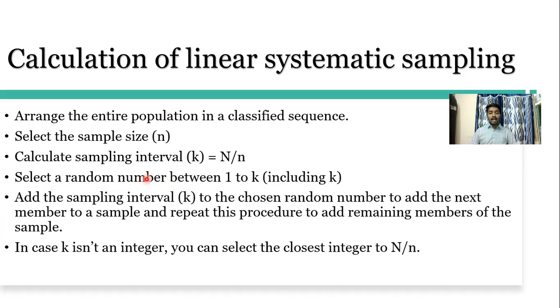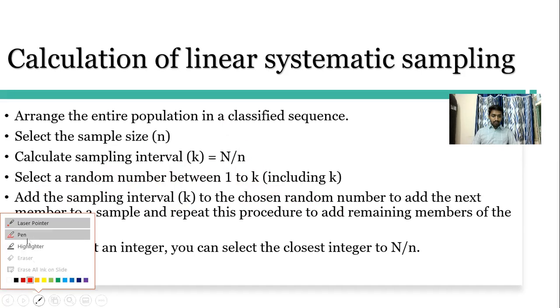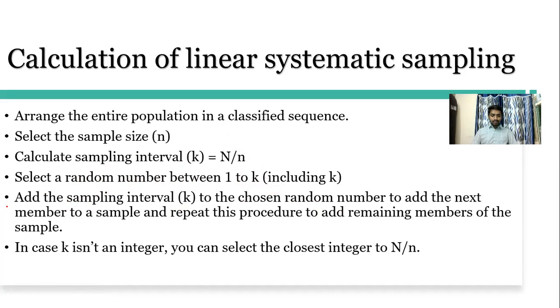Then we choose a random number between 1 and k, including k. Even k can be my random number. Then we add the sampling interval k to the chosen random number to get the next member of the sample. Let me give you an example. Let us take that I have chosen 1 and my k element is 3.